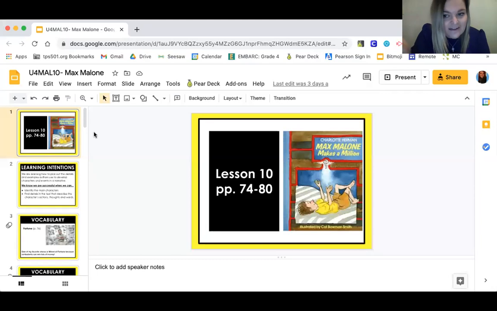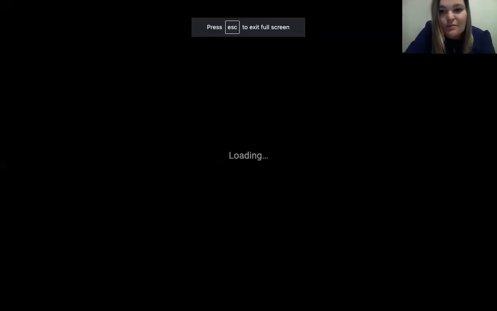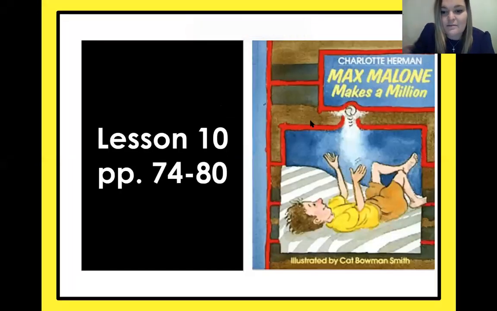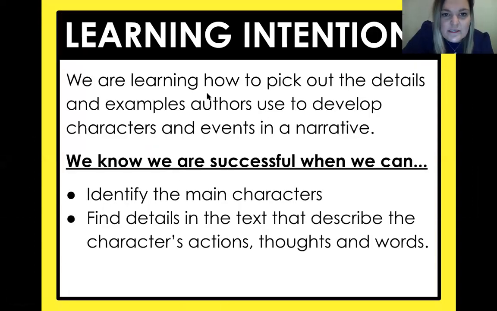But today we are going to start a new story with a character named Max. His name is actually Max Malone, and it's about him trying to make some money. It's called Max Malone Makes a Million. It says it is by Charlotte Herman and illustrated by Kat Bowman Smith. So we are just going to start this story today.